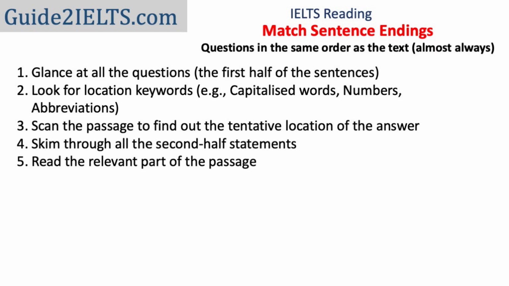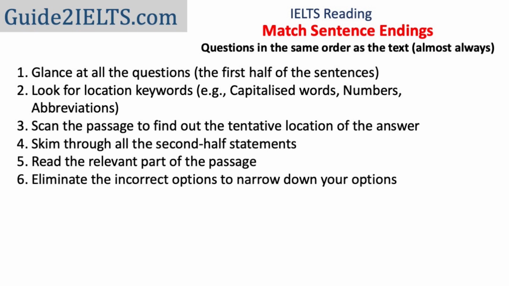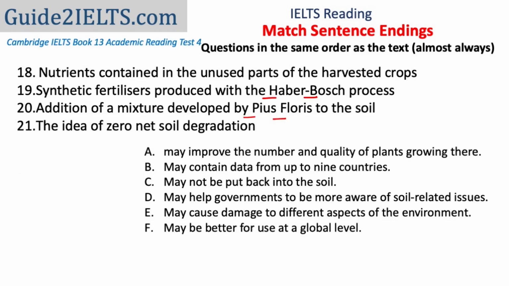Sometimes once you have understood the question properly and you're looking for the answer in the correct place in the passage, the answers are quite easy to figure out. In other cases, you may need to go back and forth between the passage and the given options a few times to eliminate the incorrect options and narrow down your answer to the correct one. Let's look at a couple of examples now.